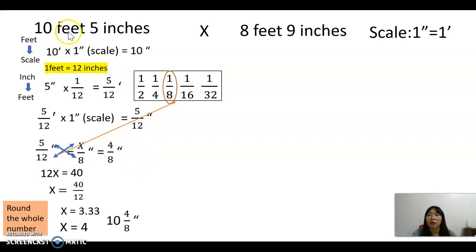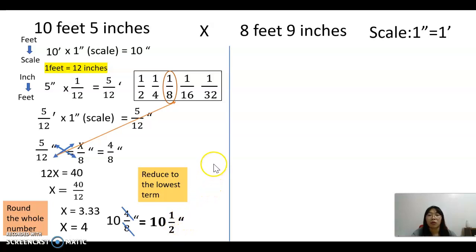So for 10 feet 5 inches, on the ruler it is 10 and 4 over 8 inches. And then we can also reduce to the lowest terms. So that would be 10 and 1 over 2 inches. And next, we need to find the number for 8 feet 9 inches.